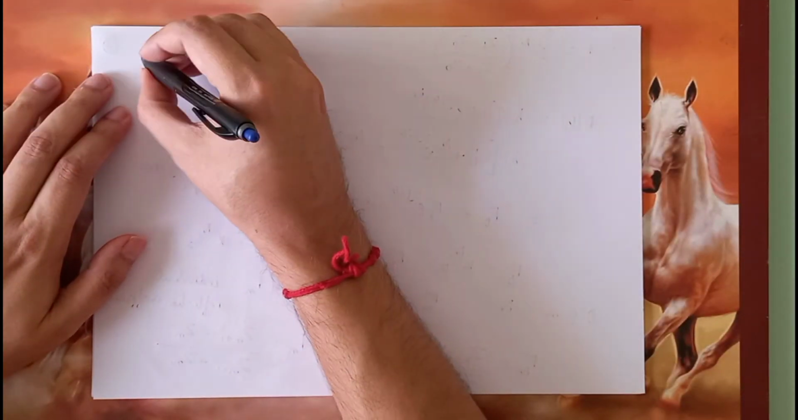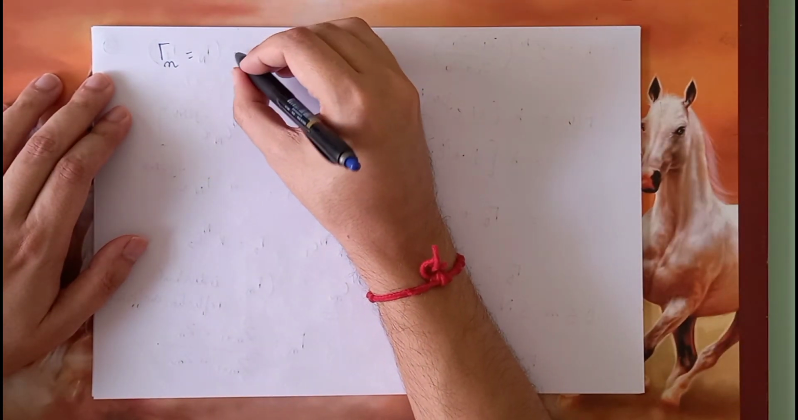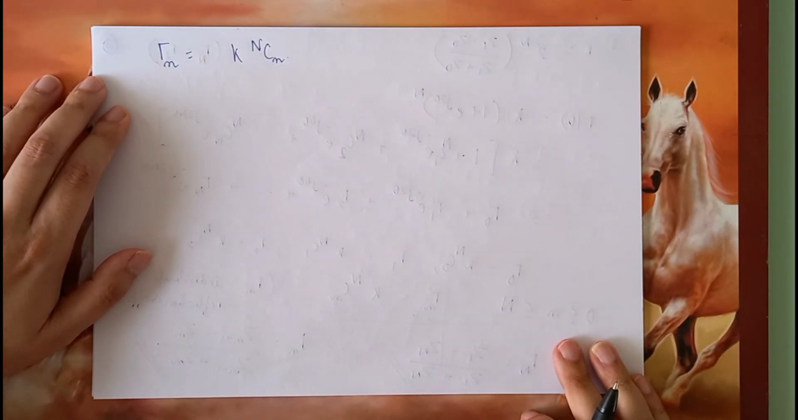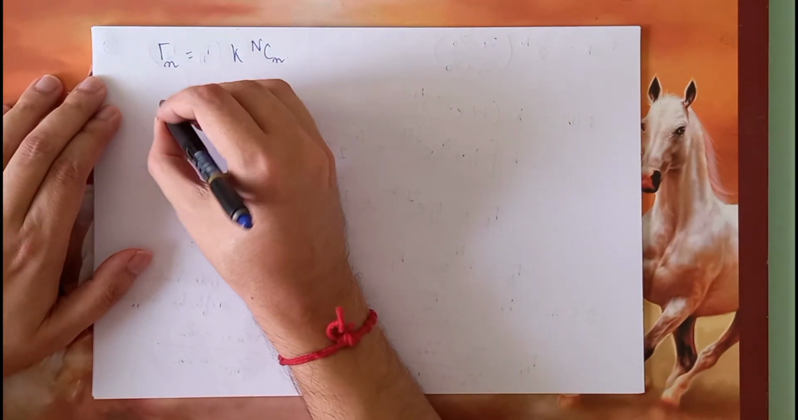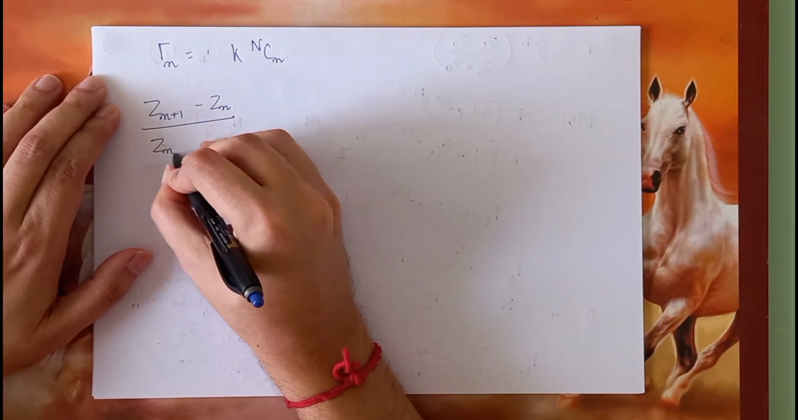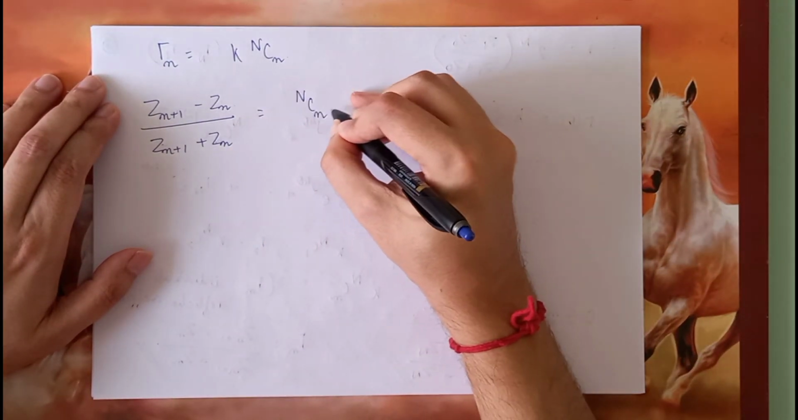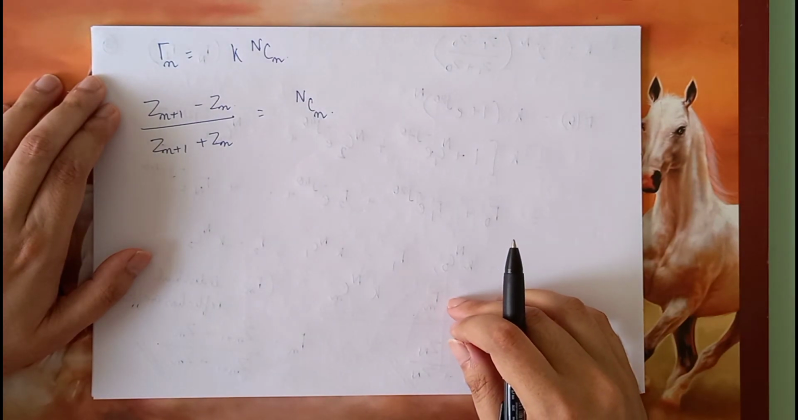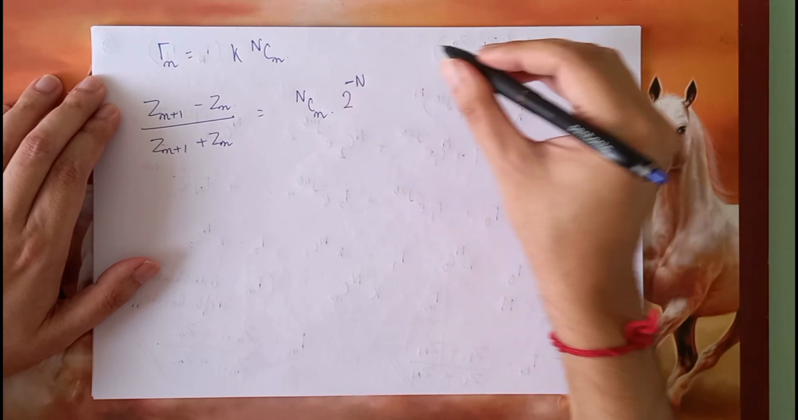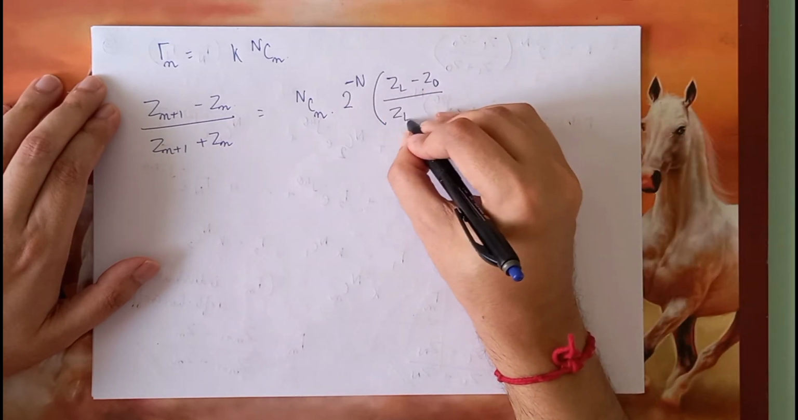So we said that gamma n is equal to k times nCn. So gamma n is defined as Z(n+1) minus Zn divided by Z(n+1) plus Zn, and that is equal to NCn times, now we'll put the value of k that we know already from our discussion, that is 2 raised to minus capital N times ZL minus Z0 divided by ZL plus Z0.